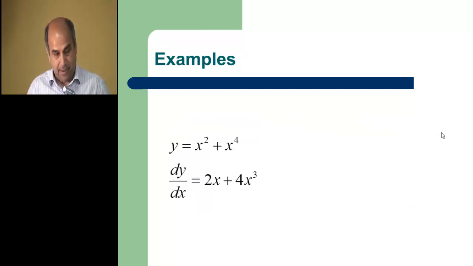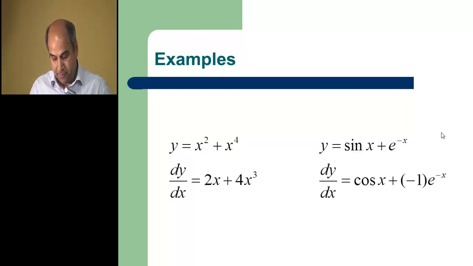And so we have examples. If you have an analytical expression like y equals x squared plus x to the fourth, then you can differentiate with respect to x, so it will become 2x plus 4x cubed. You know that. And if you have the exponential like sine x plus e to the power minus x, the derivative of sine x is cos x, and the derivative of e to the minus x is minus e to the minus x, and things like that.